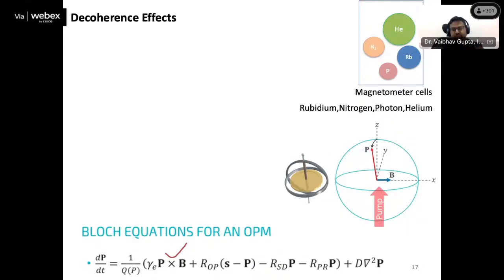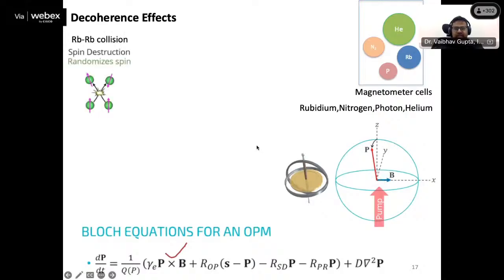If you do more pumping and you apply a particular field, this will keep happening, depending on the magnetic field. Another thing which can happen is collision between rubidium atoms. There are a lot of rubidiums, and they can also collide with each other.